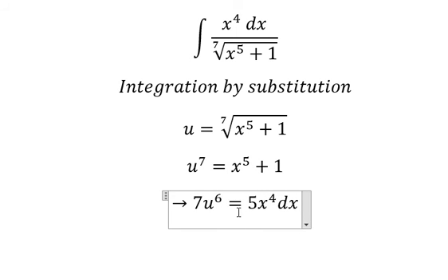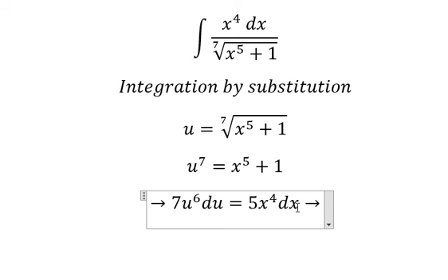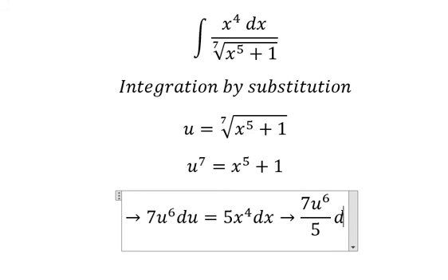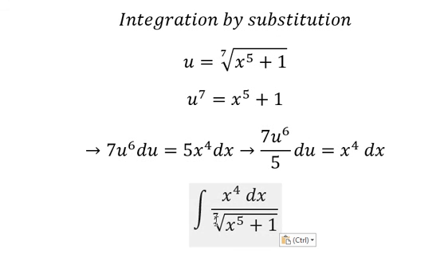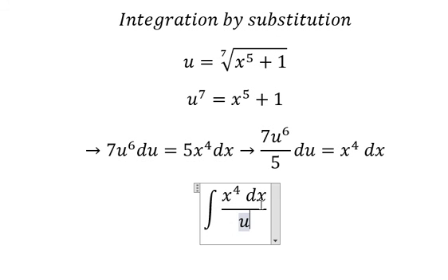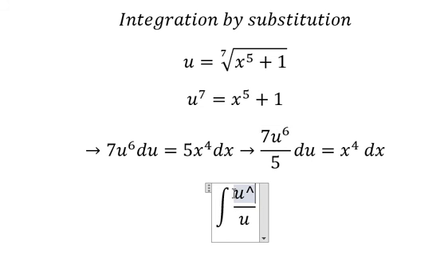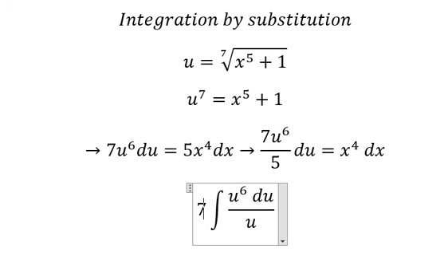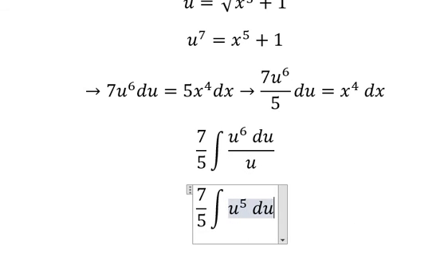And we have the x, this one we have the u. And now, because we don't have number 5 in here, we need to divide both sides by number 5. This one we change by u. This one I will change by this one. u to the power of 6 divided by u, you get u to the power of 5 du.